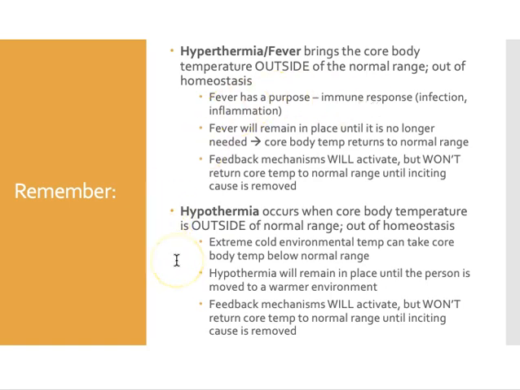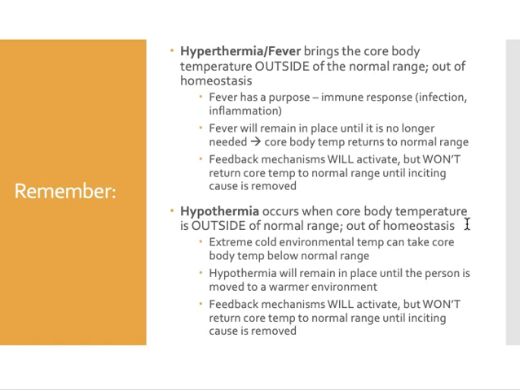The opposite example is also true. Remember, when your core body temperature goes below 97, you now have what's called hypothermia. Hypothermia occurs when the core body temperature falls outside of the normal range, again, out of homeostasis. When a person is exposed to very extreme cold environmental temperatures, your core body temperature can fall out of its normal range, and it will stay out of its normal range until the cause is removed. In other words, until that person is brought into a warmer environment.